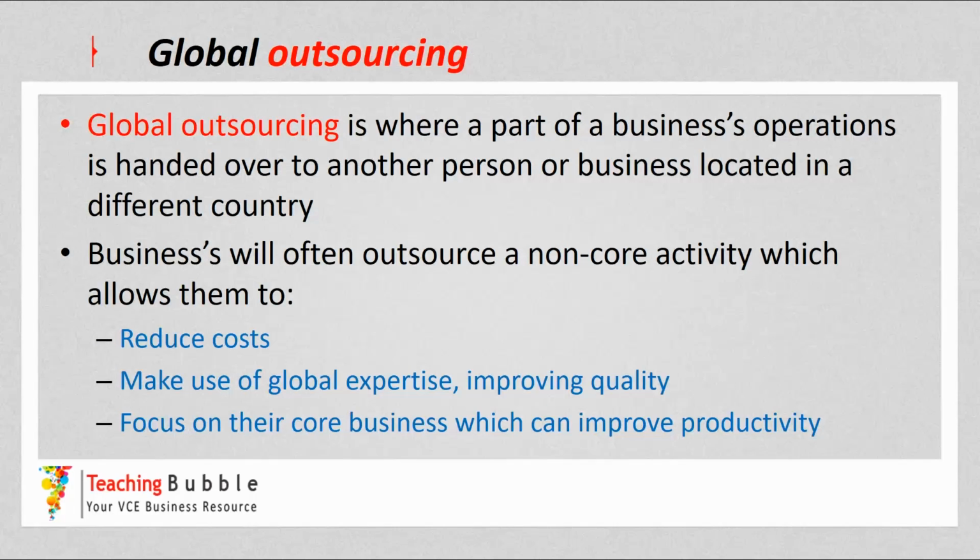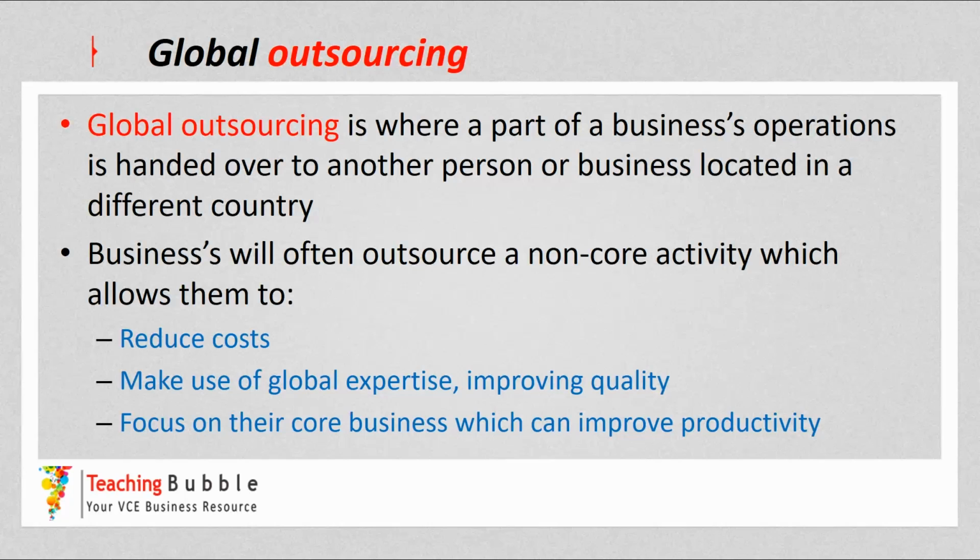So the next strategy is global outsourcing. Global outsourcing is where part of a business's operations is handed over to another person or business located in a different country. So it's not the whole business goes overseas, but they can outsource part of the business. And what they will do is they'll often outsource non-core activities, which allows the Australian business to reduce costs, make use of global expertise which improves quality.